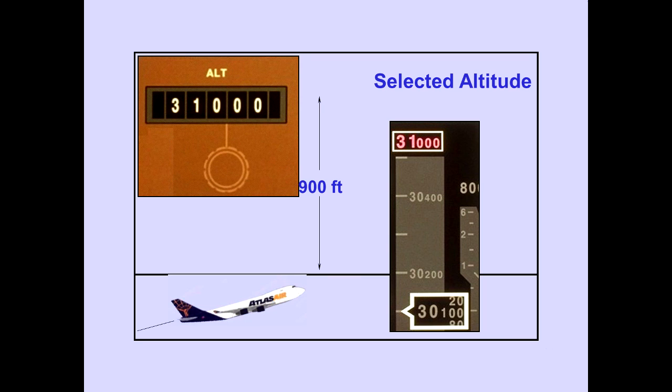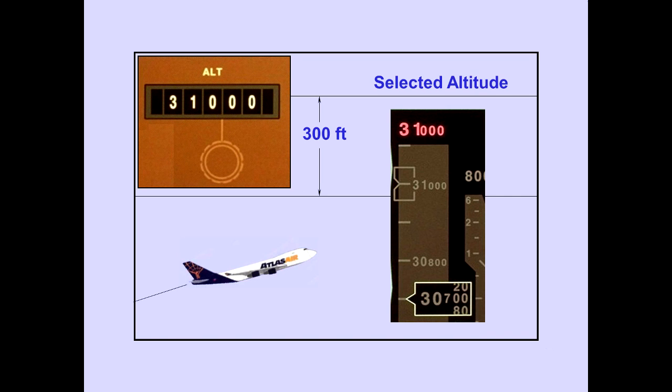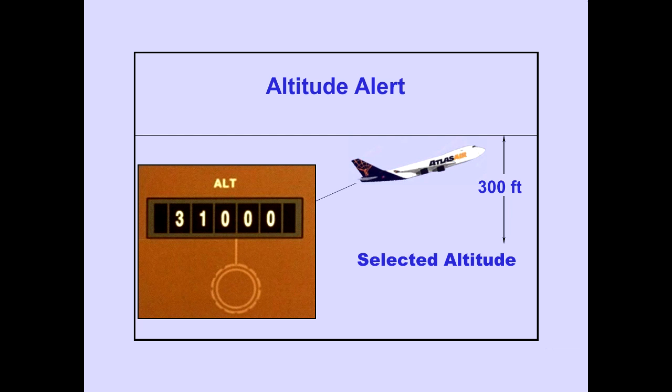Approaching 900 feet from your selected altitude, white boxes appear around the selected altitude and current altitude displays. Approaching 300 feet from your selected altitude, the white boxes disappear. Altitude alerting is activated when the airplane deviates 300 feet from the selected altitude.